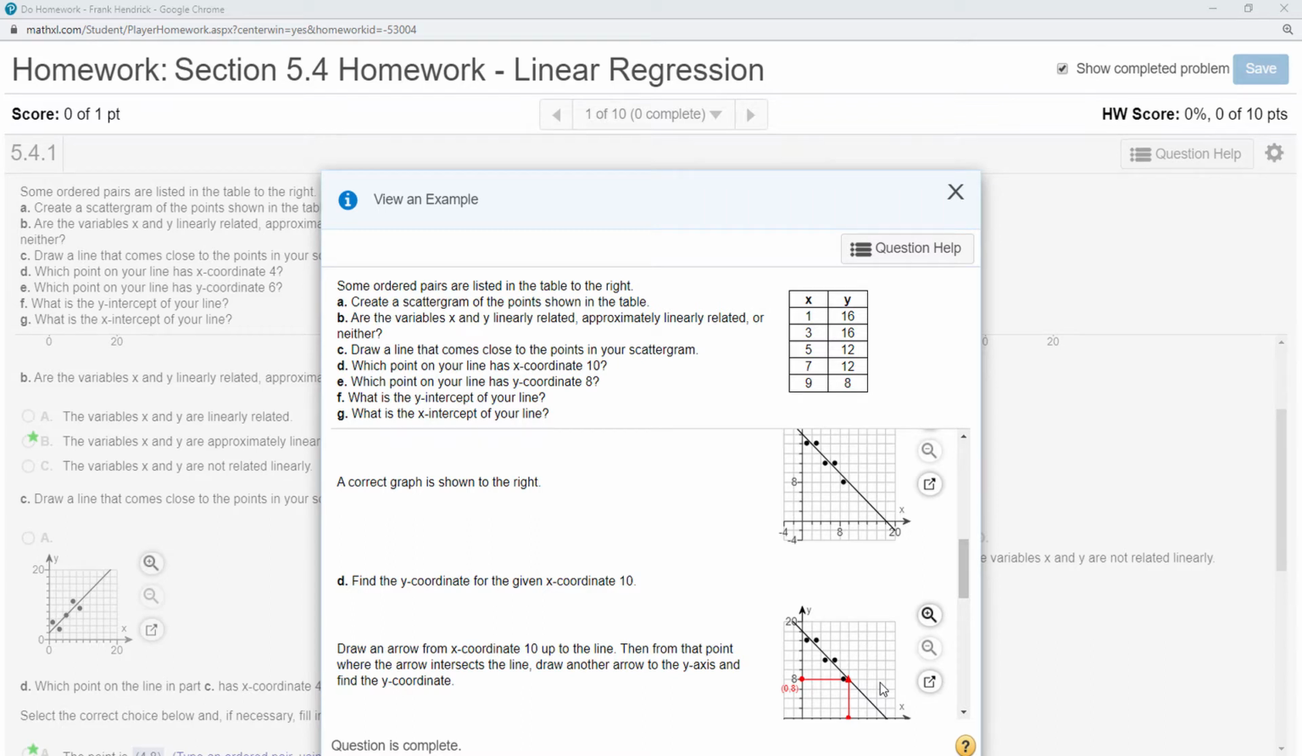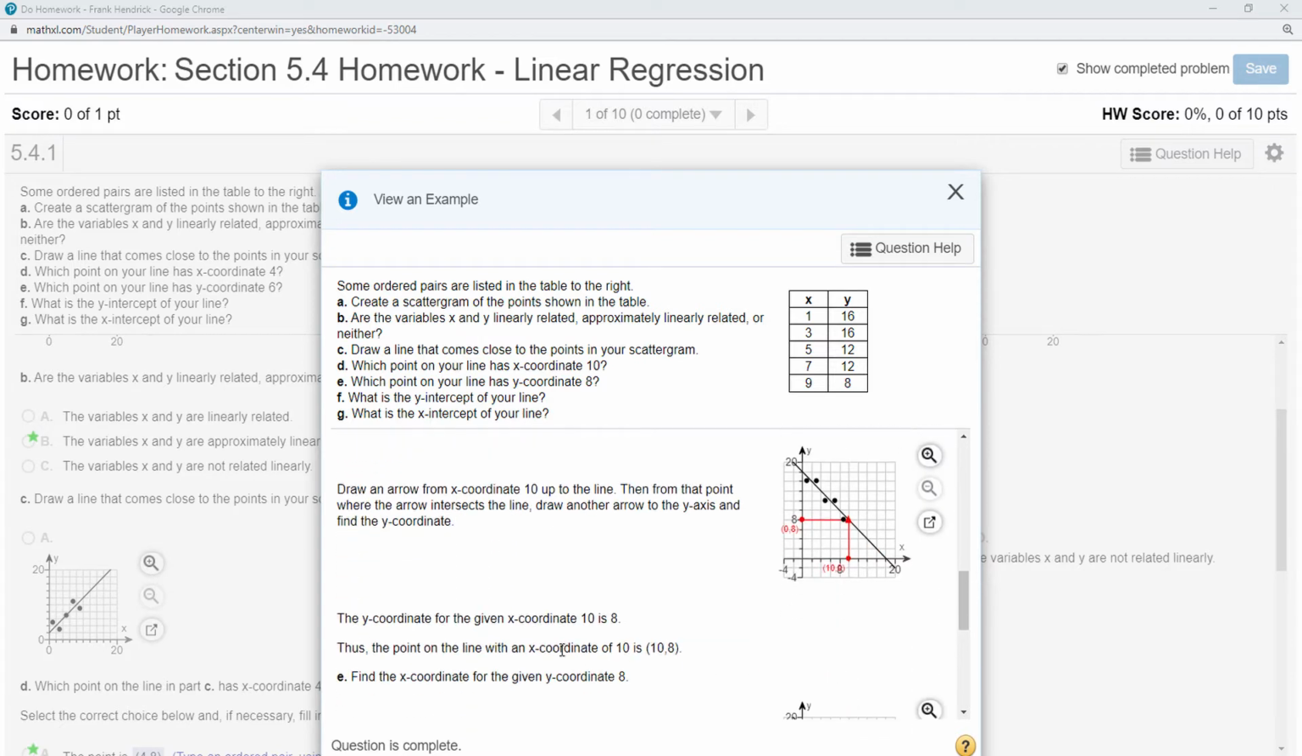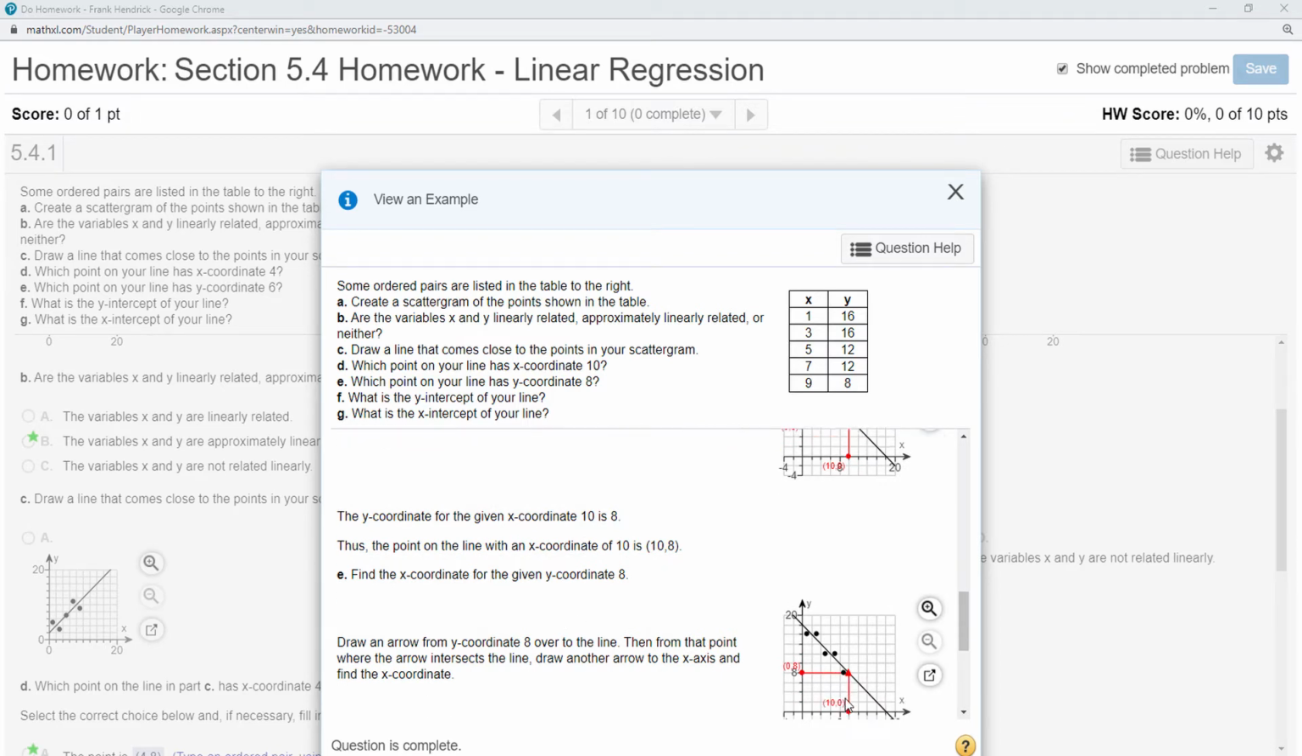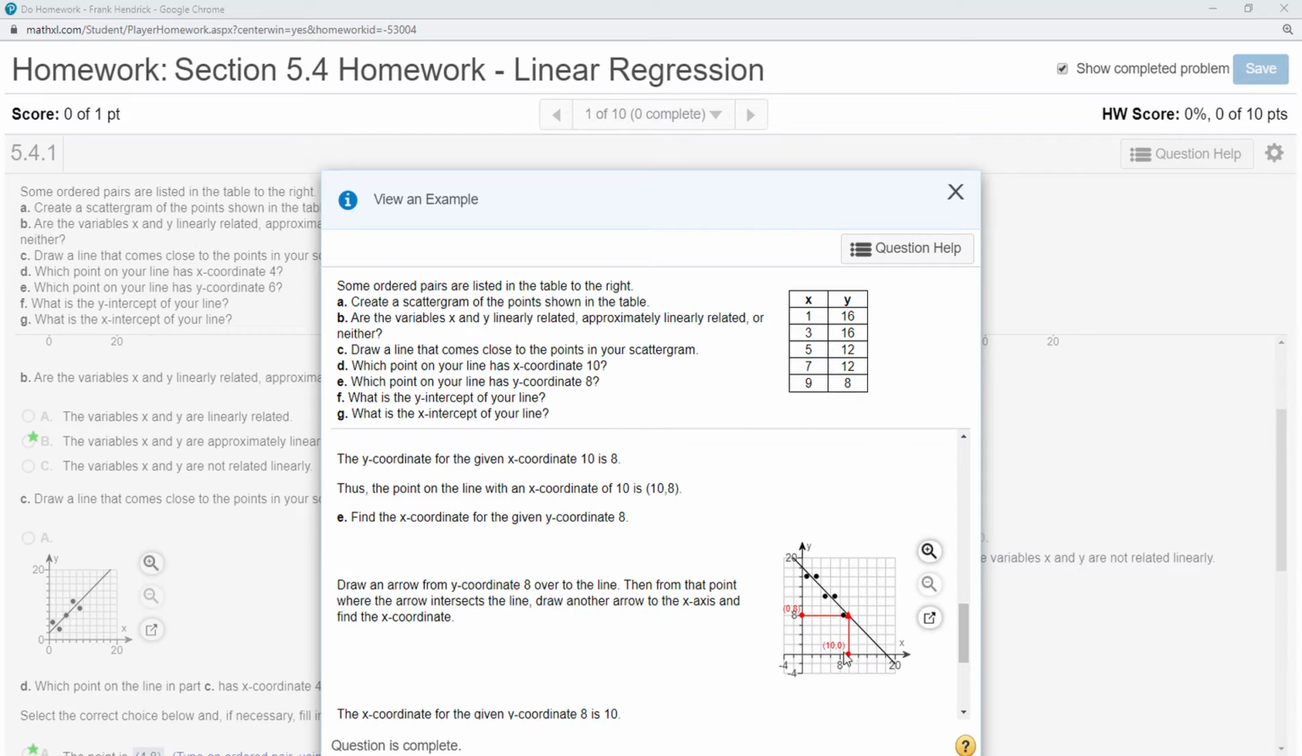Then he asks us to find what y coordinate goes with the x coordinate of 10. So we see when x is 10 here, the y coordinate that goes with it is 8. Then they ask us to find the x coordinate that goes with the y coordinate 8. So when the y coordinate is there, the x coordinate that pairs up with it is 10.